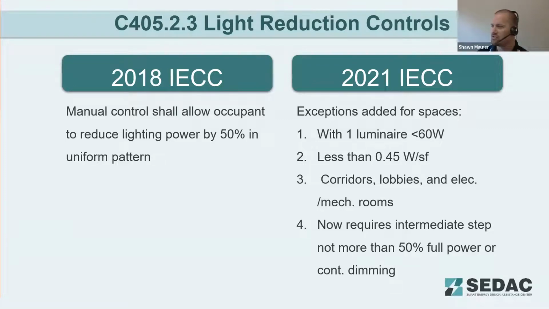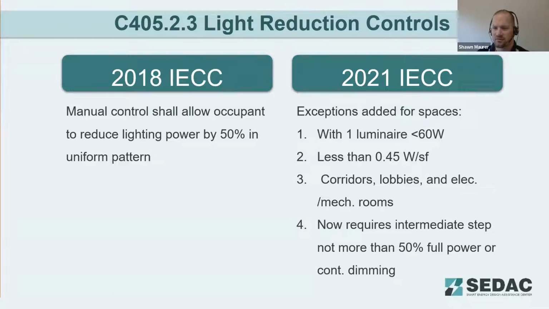Then you don't have to have the automatic turn down of the lighting. Light reduction controls has added some exceptions for certain spaces. So if there's one luminaire less than 60 watts, then light reduction controls aren't required. If there's less than 0.45 watts per square foot, corridors, lobbies, electrical, mechanical rooms.